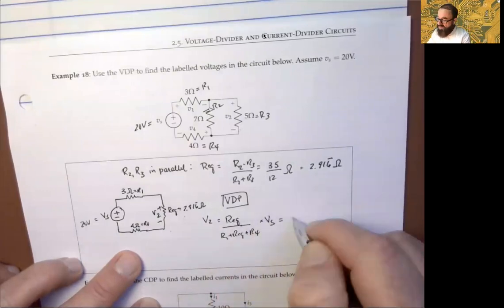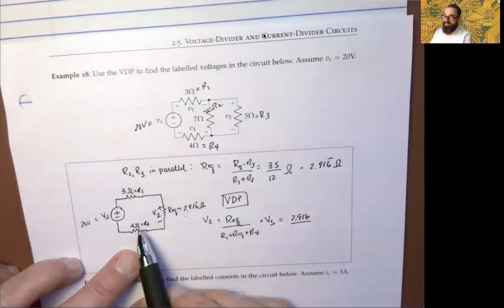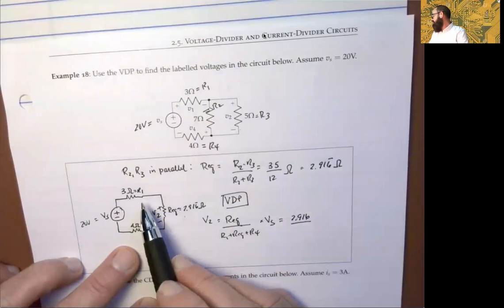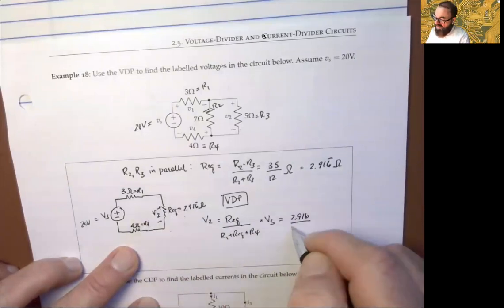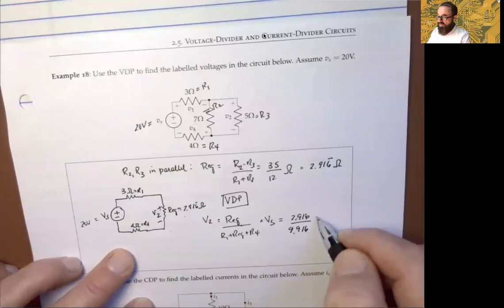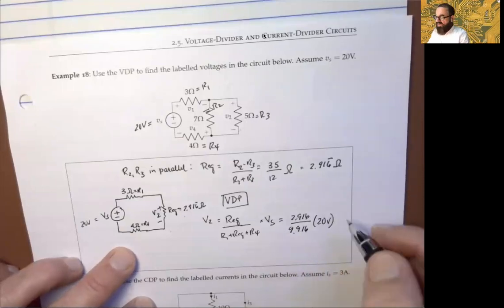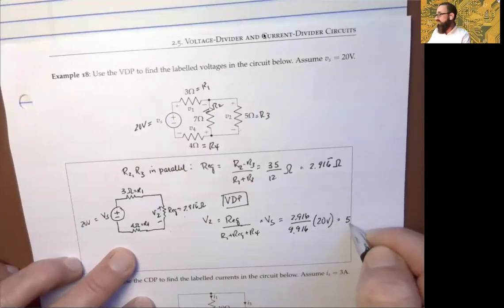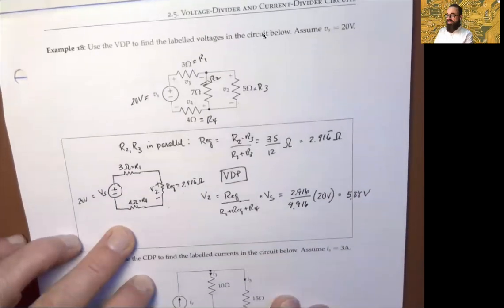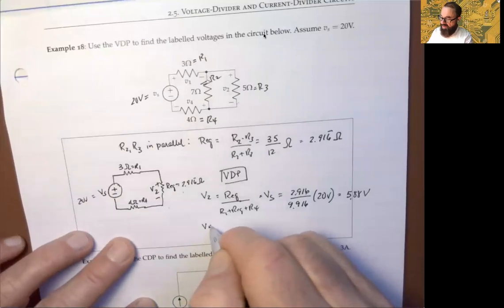So we would have 2.916 divided by 2.916 plus 4 plus 3, right? And that should give us 9. That's adding a total of 7 to it. So it'll give us 9.916 times the voltage source, which is 20 volts. And if you take the calculator out, that would be about 5.88 volts. And then easily do the rest of them, right? Let's go ahead and do V4.